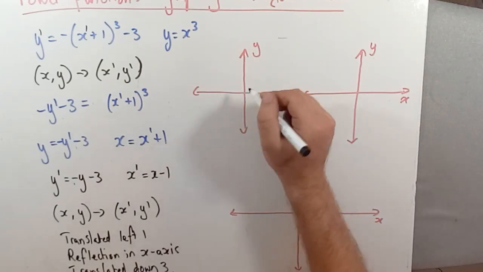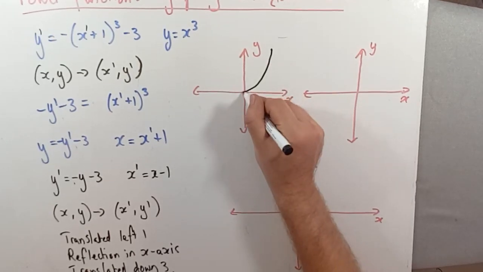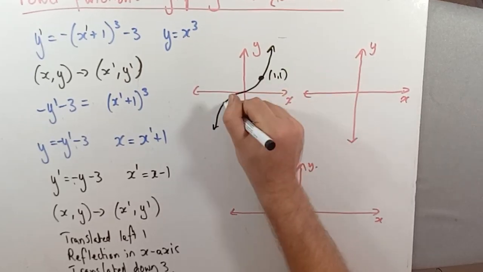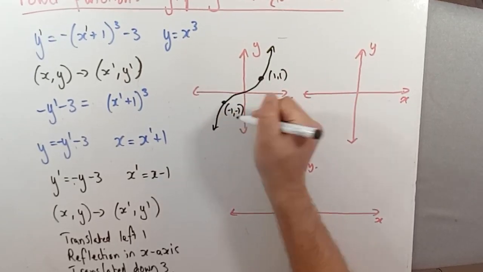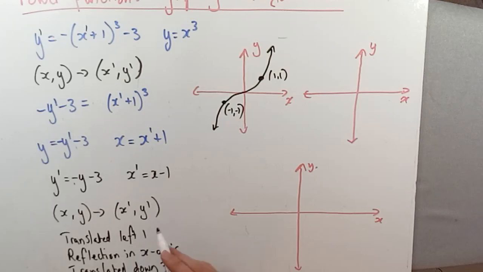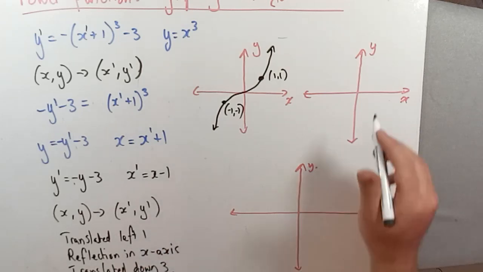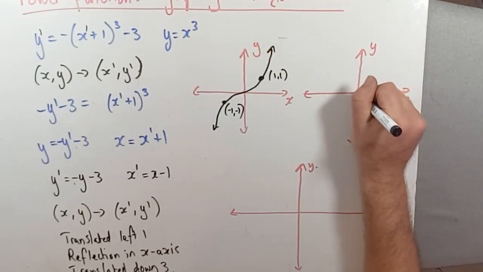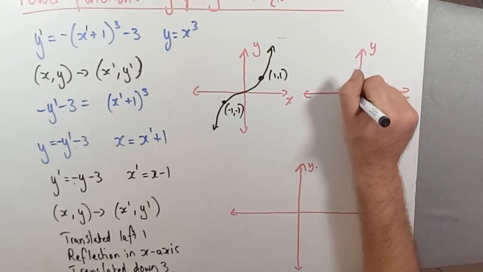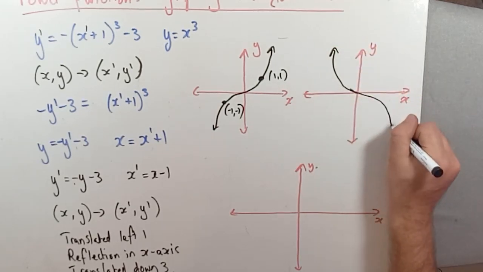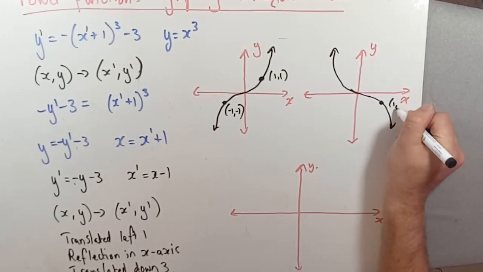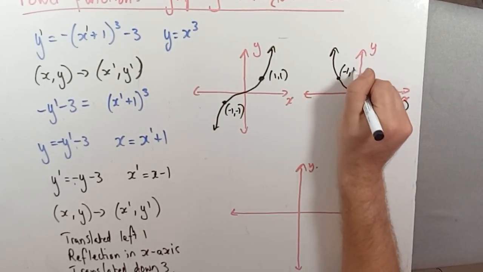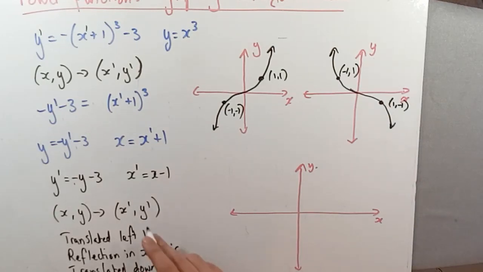Okay, so we start with x cubed. We know our power function is drawn like this. Then let's do the reflection first. It's pretty easy. This bit's going to flip up here. So 1, negative 1, and negative 1, 1. Okay, so that's our reflection.